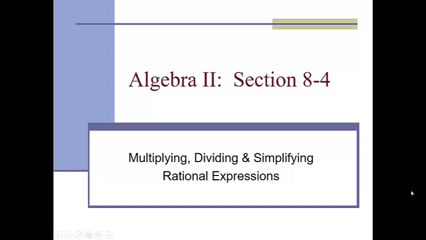All right, this is Algebra 2, Section 8-4. This is multiplying, dividing, and simplifying rational expressions. In this particular section, this particular unit, you are going to need to know factoring and a bunch of other Algebra 1 rules as well. Pay attention, because this is going to get a little on the tricky side.